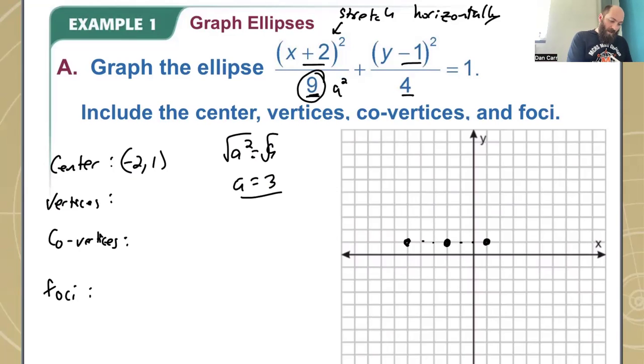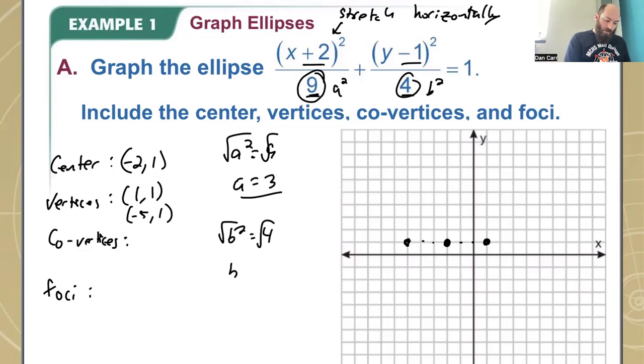So when I look at my values here, my x values are what's changing, y stays the same. So -2 + 3 is going to give me 1, comma 1. And if I do -2 - 3, I'm going to get -5, comma 1. Okay, so those are my major axis vertices. For my co-vertices, we're going to do the same thing with 4. This is b squared. So b squared is equal to 4, and then I square root that, so I get b is equal to 2.